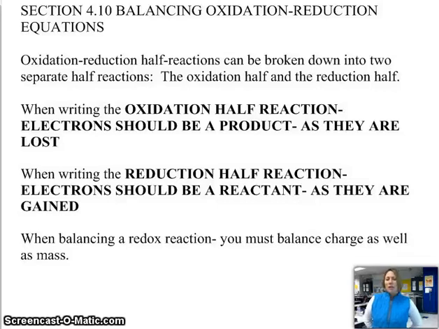Hi everybody, welcome back. This is Chapter 4, Lesson 10, and we're on Section 10, so that works out. We're going to be talking about balancing oxidation reduction reactions.